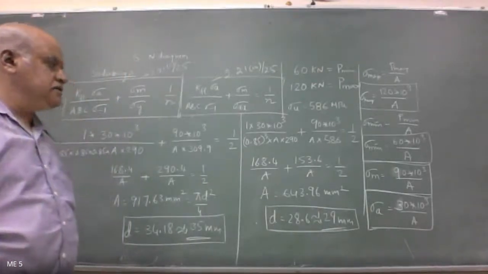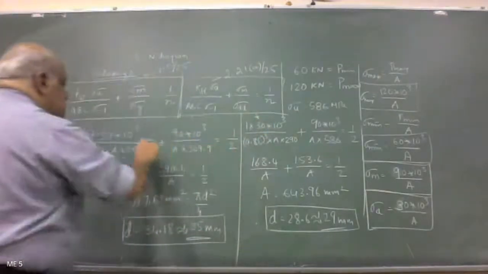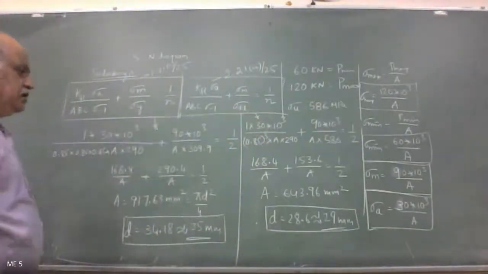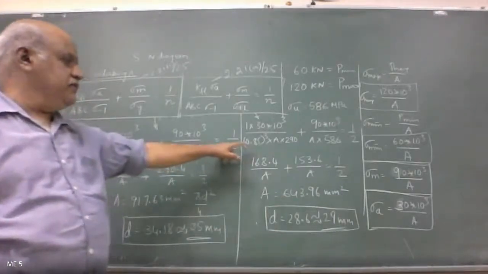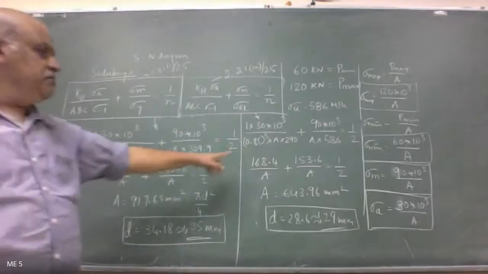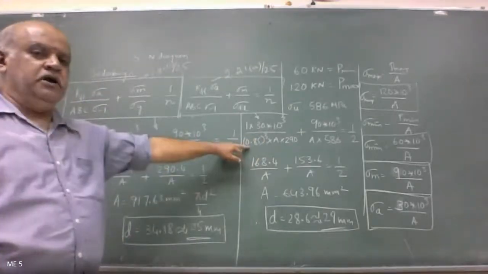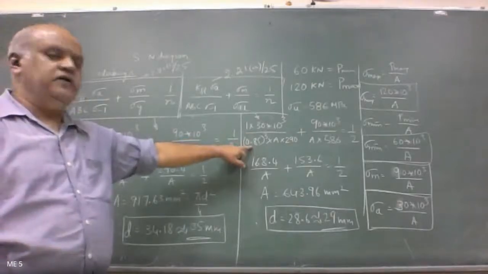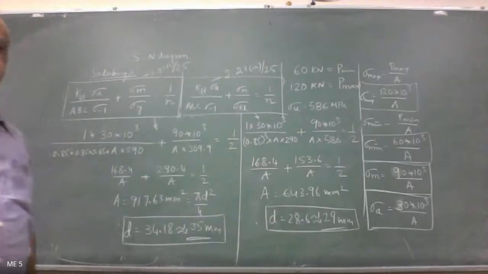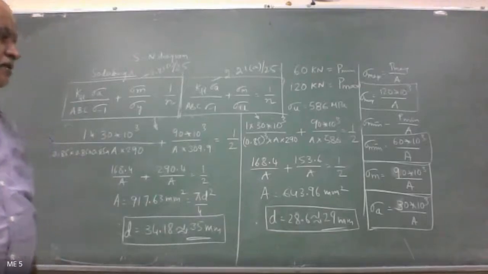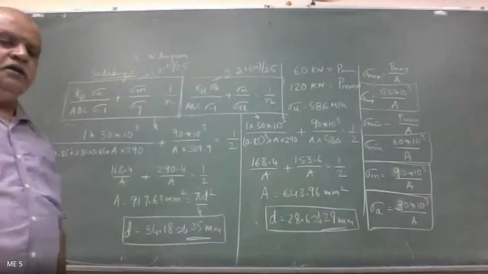Anybody? Any doubt in this? This is by using Goodman's relation. This is by using Soderberg relation. This 0.85 cube I have just taken, instead of writing for the entire length, I have taken 0.85 to the power 3. It is 0.85 to 0.85 to 0.85 for load factor, size factor and surface finish factor. Others, please note down. If you have any problem, let me know.